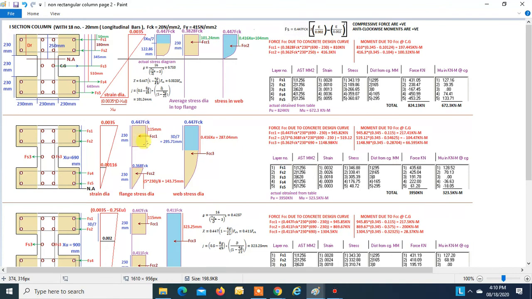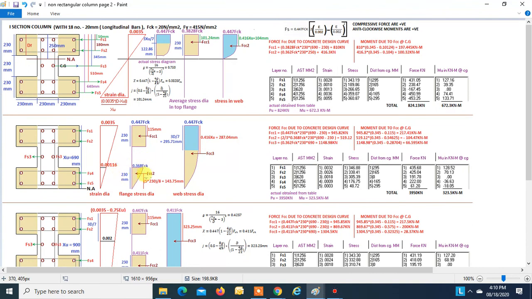Now coming to the bottom flange. For the bottom flange, we will have a stress diagram something like this. It will be a parabola, right? So we will have to find the stress at this level. At this level, find the strain, 0.00116. Find the Fs by this formula. So that turns out to be 0.368 FCK.